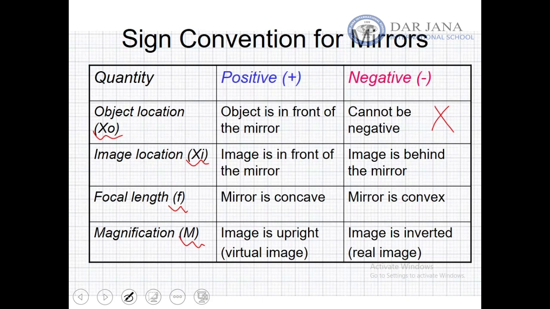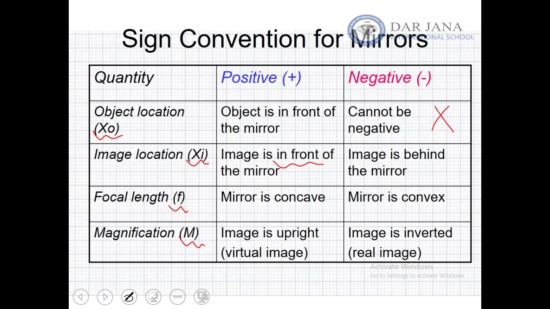The image location XI is positive if the image is in front of the mirror. As we saw in cases 3, 4, and 5 in the concave mirror, the image was in front of the mirror, so in this case it will be positive.